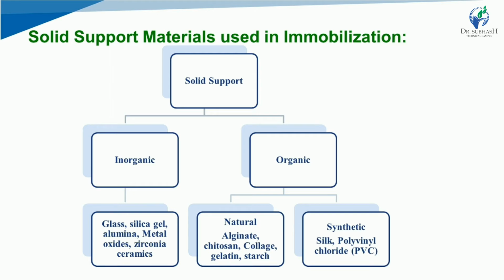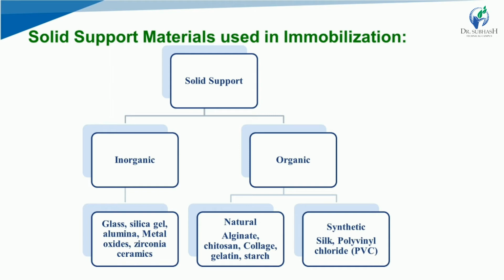As you can see, in inorganic, examples are given. These are some of the examples of the materials that are used as a support system. In inorganic, there is glass, silica gel, alumina, metal oxide, zirconia, ceramics, etc. And sometimes charcoal also comes under the inorganic category.